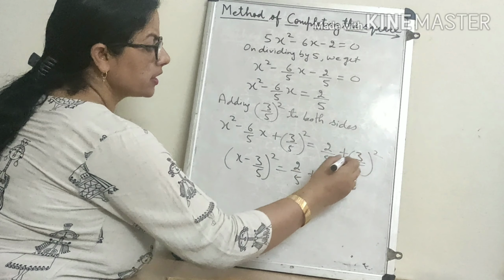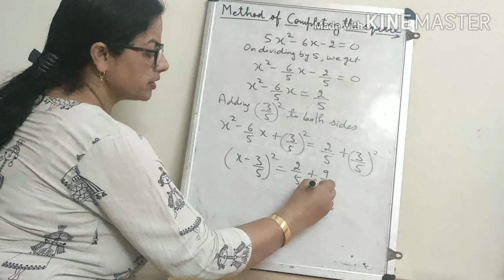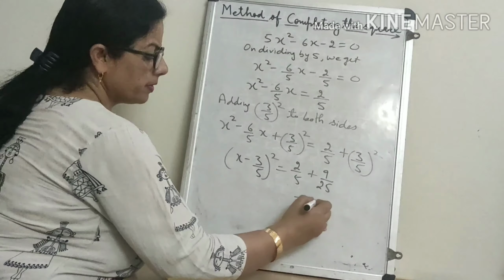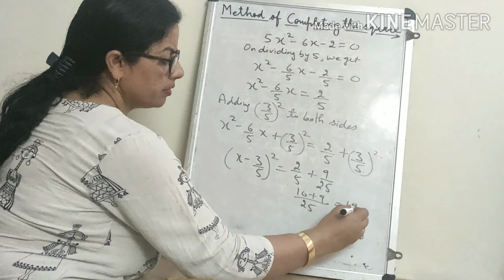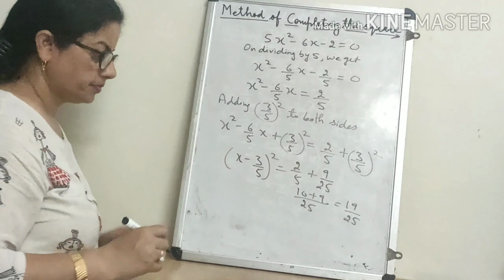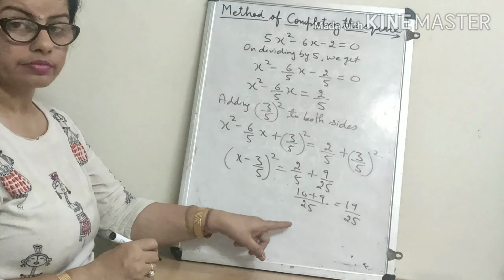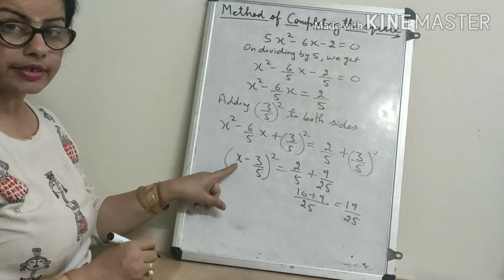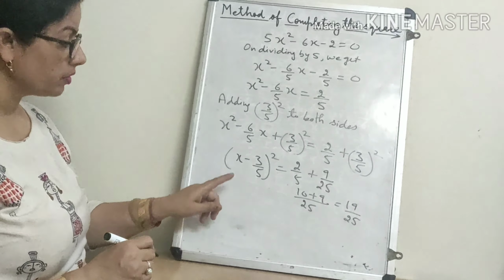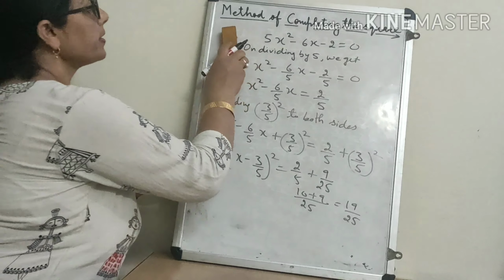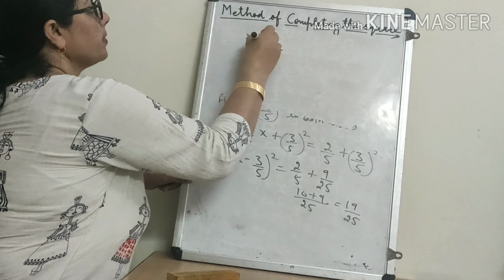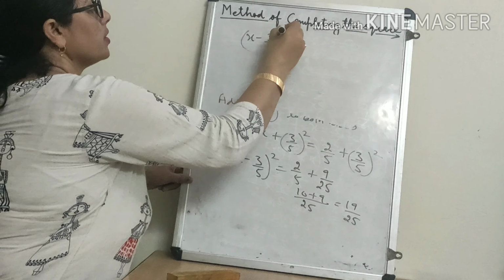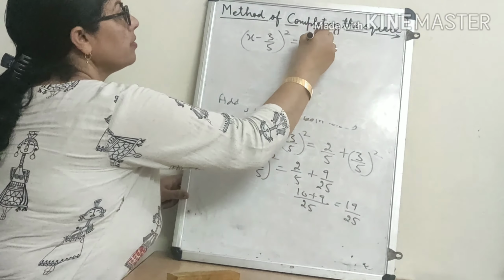2 by 5, 3 square means 9. 5 5s are 25. LCM will be 25. 10 plus 9, that is 19 by 25. So this I got. But we want to find x here. Up to here I think it is clear to you. Now what I got, I am writing here. x minus 3 by 5 whole square is equal to 19 by 25.